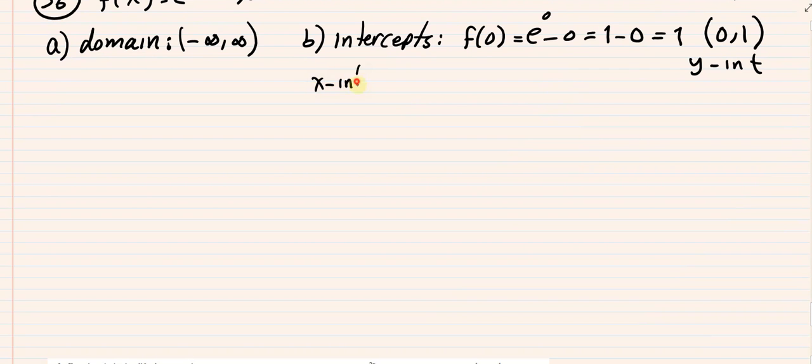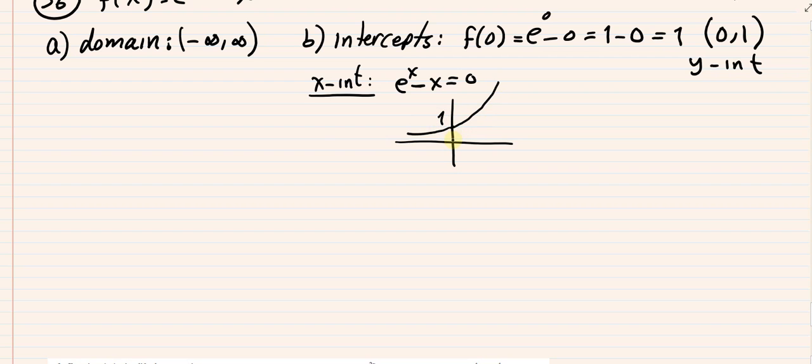For the x-intercept, that's when we set the equation equal to 0, right? So we get e to the x minus x equals 0. Now, for this to happen, let's see. This is the graph of e to the x, and this is the graph of just x. Now, why am I doing this? Because this is the easiest way to show what I'm about to explain.